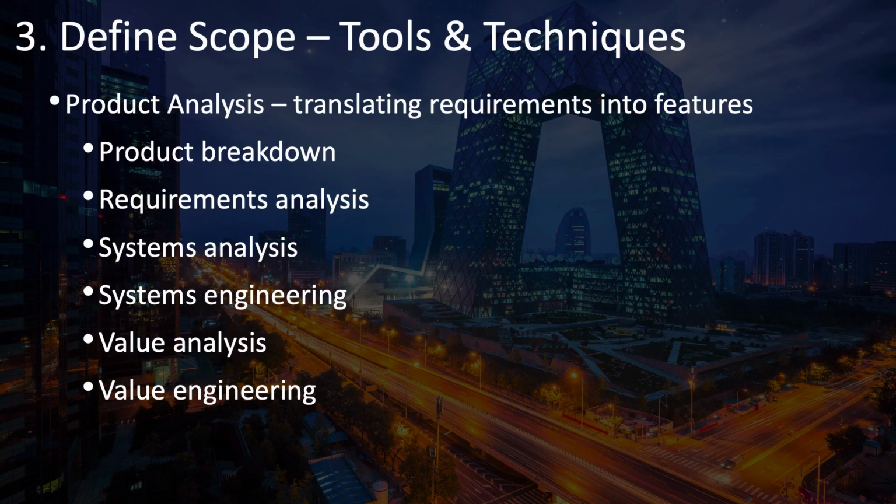Several different techniques can be used to do this, including product breakdown, in which you break down the product into its components and deliverables and subcomponents and so on, requirements analysis, even systems analysis and systems engineering, or value analysis and value engineering. All of these help you to see the requirements from different angles and can help you to determine at least some ideas on features that you can use to satisfy these requirements. Product analysis can help you to find better and better ways to meet requirements.